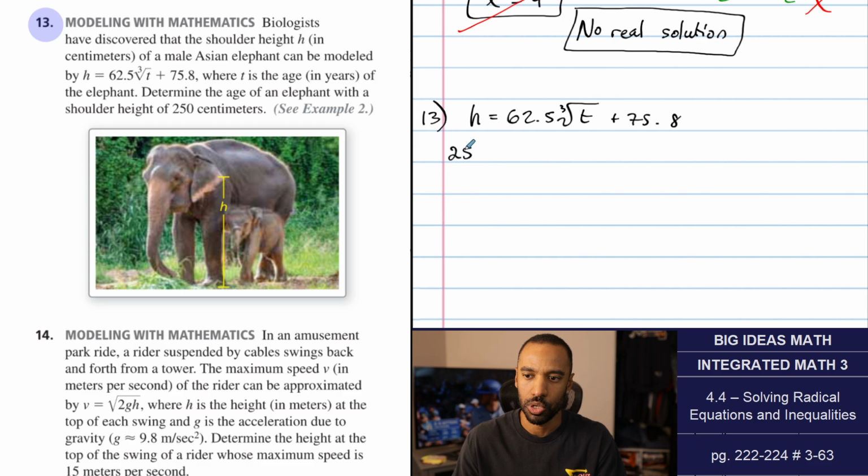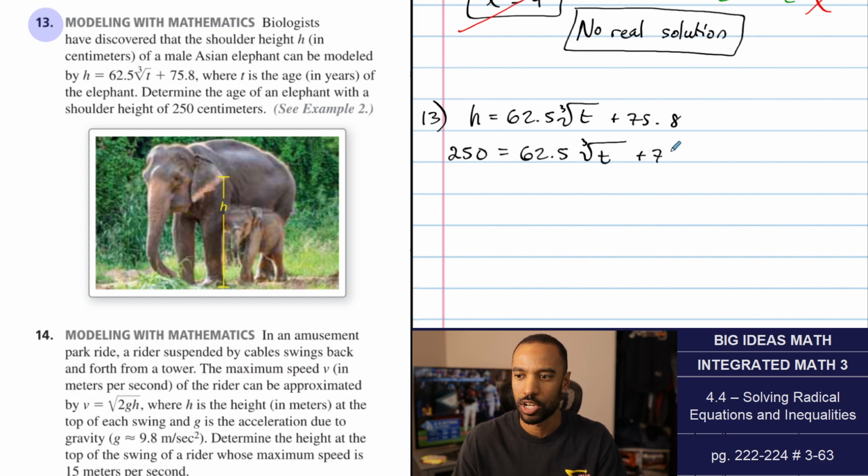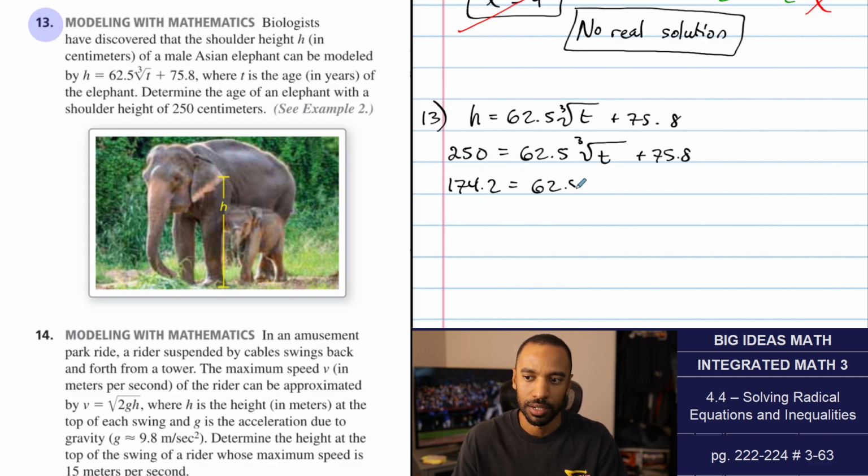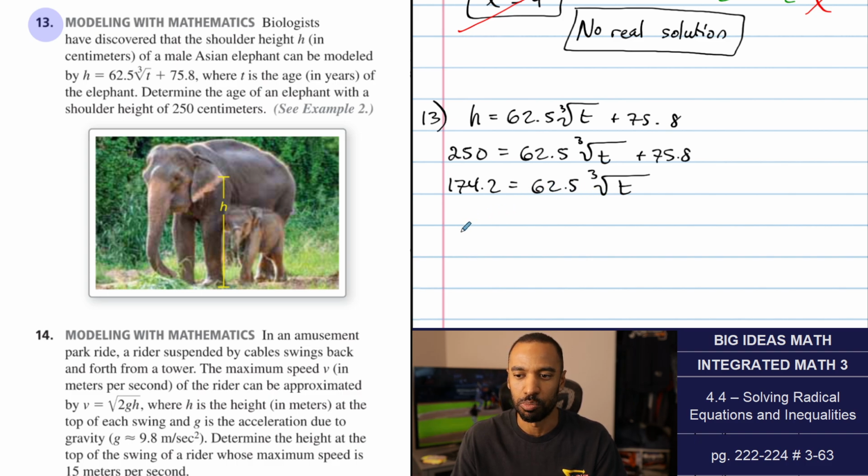So now we're going to substitute 250 for h and solve for t. No real difference from this problem compared to others, other than it's a strange bit of numbers, right? We have to get the radical by itself, the cube root of t. And I don't expect extraneous solutions here, by the way. Let's first subtract the 75.8 from both sides, and we're going to get 174.2, I believe. I say I believe because these are where I make the most mistakes, but maybe I should double check. Divide both sides by 62.5 now, right?